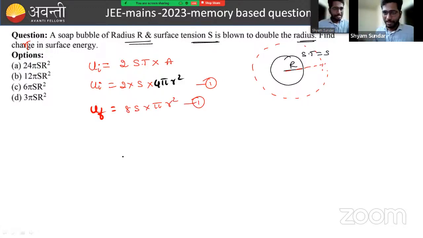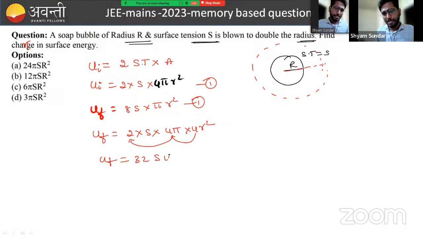Now the radius is doubled. Radius doubled means the U final value will be equal to 2 into surface tension into 4 pi r square. 2r square means it is nothing but 4 r square. 4 4s are 16, 16 2s are 32. This means the final energy will be equal to 32 S pi r square. Call this equation number 2. Okay, look at equation number 1 and 2 once.